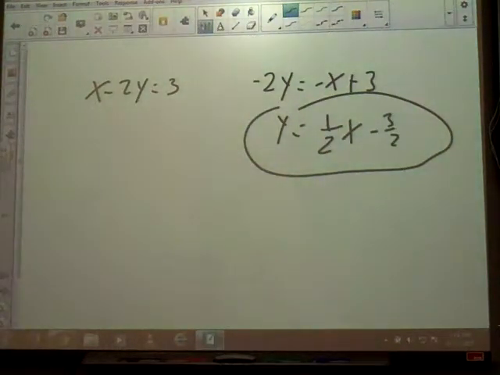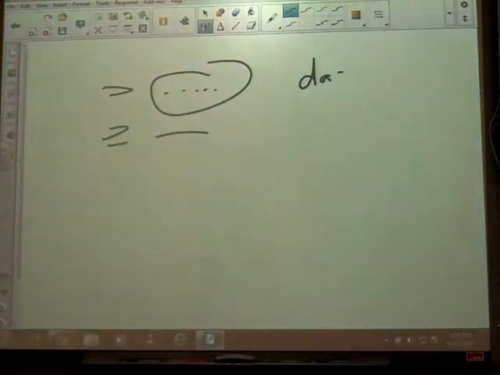Alright, 12. We did some of these fill in the blank ones at the end of class one day. Number 12 says the boundary of the graph will be a solid or dashed line. The shading will be above or below the line. First thing, I know that it's got to be dashed because it's just a greater than. It doesn't have an equal bar underneath it. If it had an equal bar underneath it, it'd be solid, right? It's just a greater than, so it's got to be dashed.